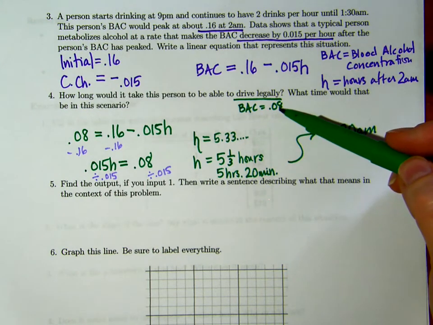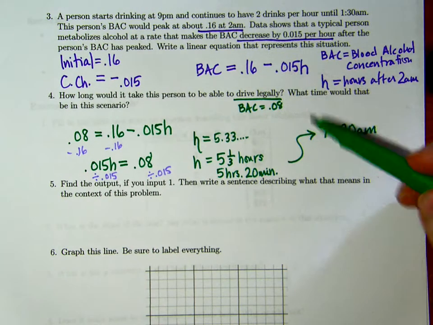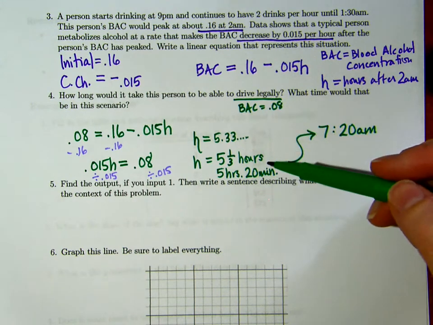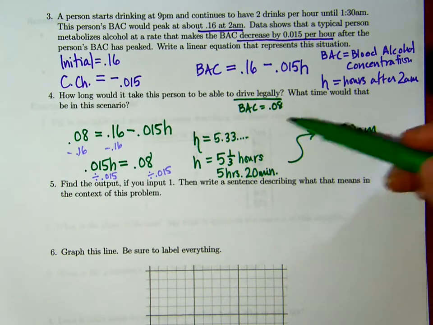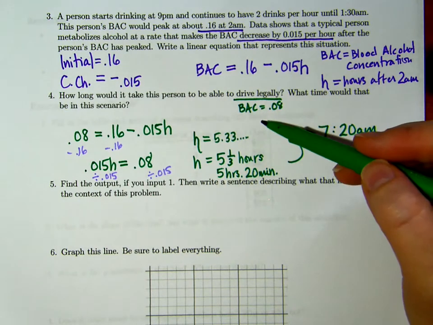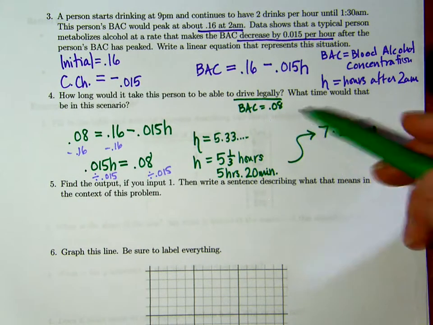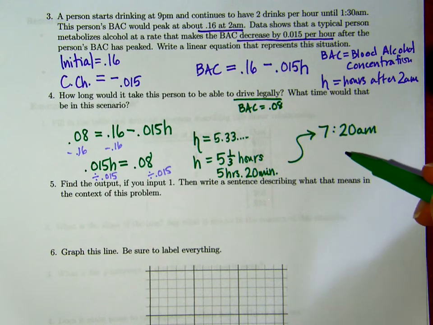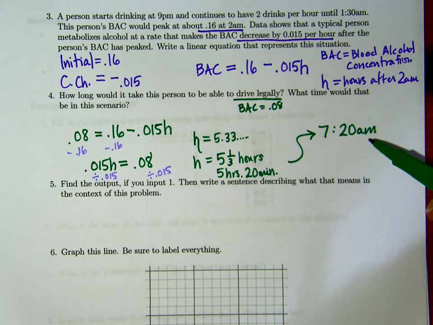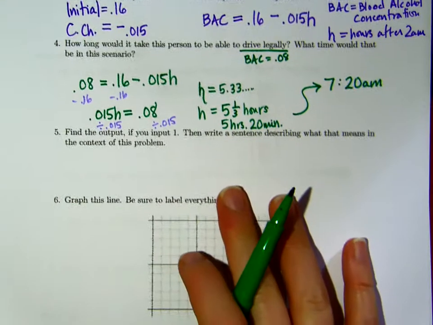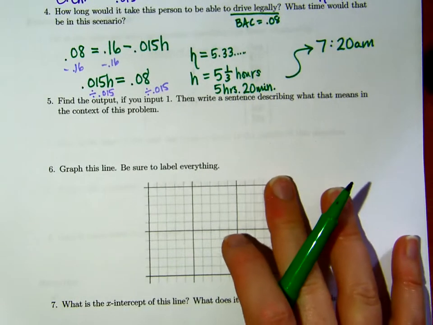But the reality is, if you did this behavior, you wouldn't actually be sober enough or legally able to drive, right? You wouldn't have enough gone out of your body until 7:20 a.m. So a lot of people convince themselves that they can drive way earlier than they realize or they should.